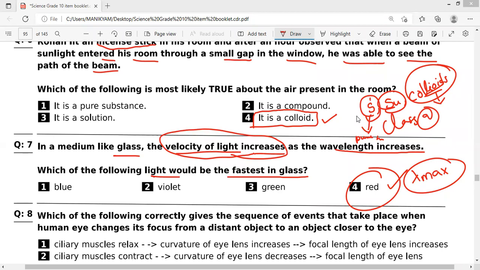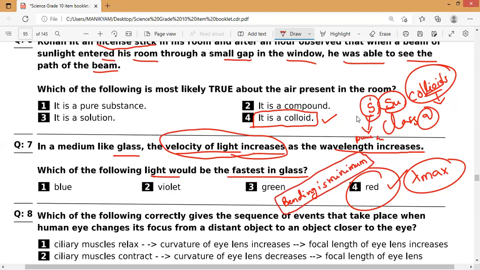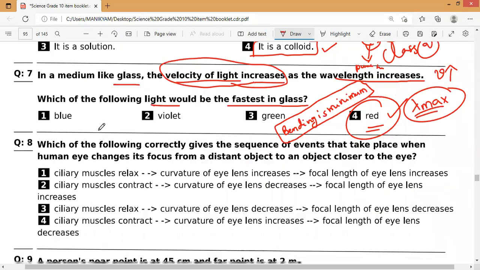But who will be minimum? Bending is minimum. Do you understand it? Bending is minimum, not maximum. So for red, wavelength is maximum and speed is also maximum. Clear, everybody? So what is the answer? Red. Okay.